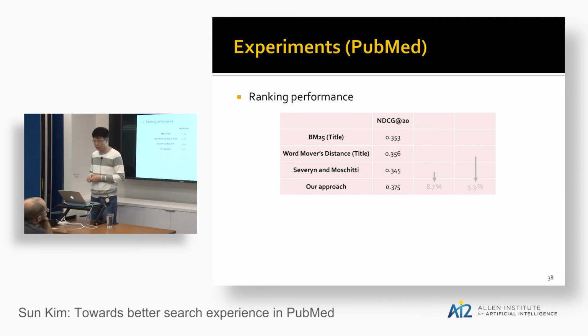Like the learning to rank approach, we also used NDCG at 20 for performance comparison. For the baseline performance, we used BM25 and word mover's distance, but only using titles, because we know that titles are better than using abstracts. As shown in this table, our approach improves the performance by 9% over the Severyn and Moschitti method, and by 5% over the word mover's distance method.